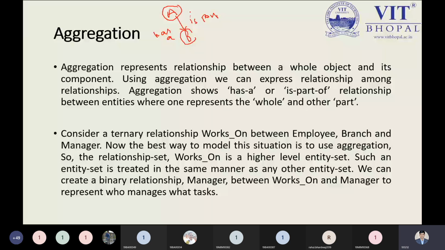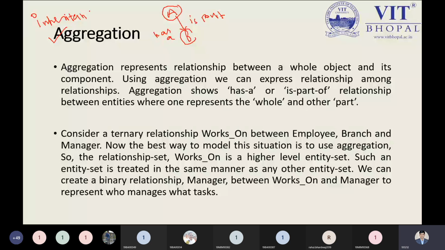Now, this is a real example I'm taking right now. It is clear to all. This is the sense of aggregation. Aggregation is completely inspired by inheritance from object-oriented programming. So that's why I'm focusing on the concept of inheritance.